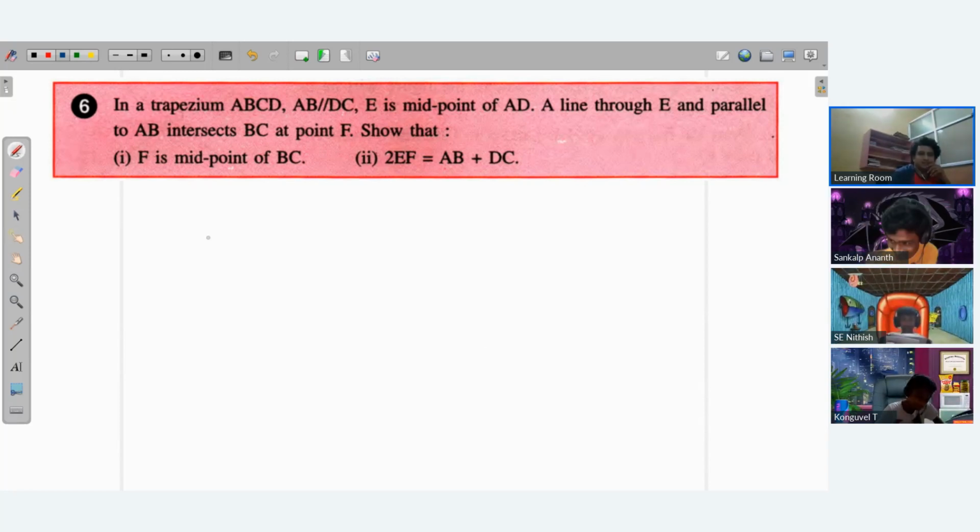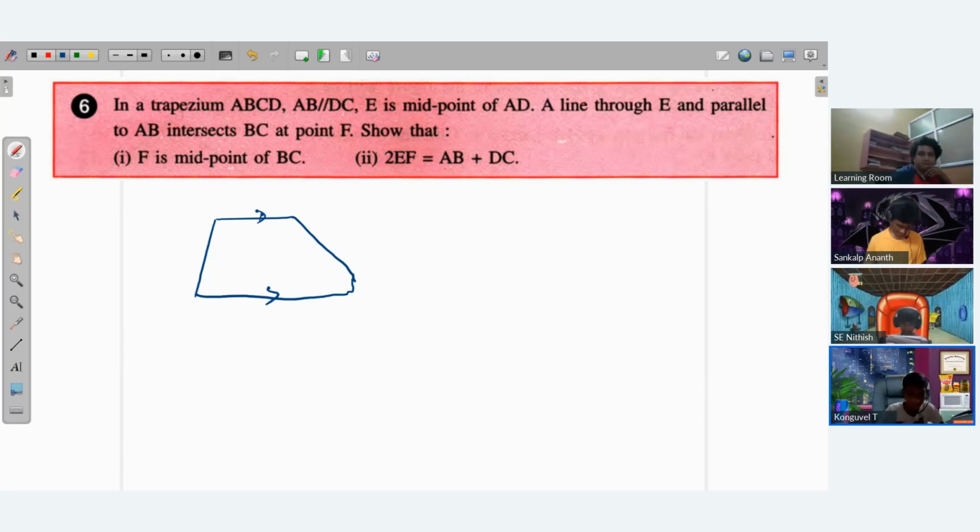So it's easy. See, something like this is a trapezium, where one pair of opposite sides is parallel. One pair of opposite parallel sides. Okay.